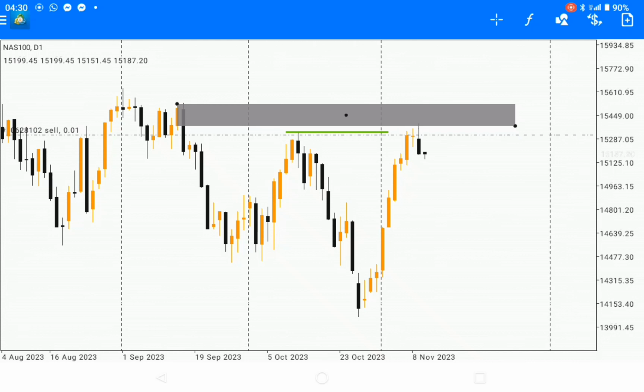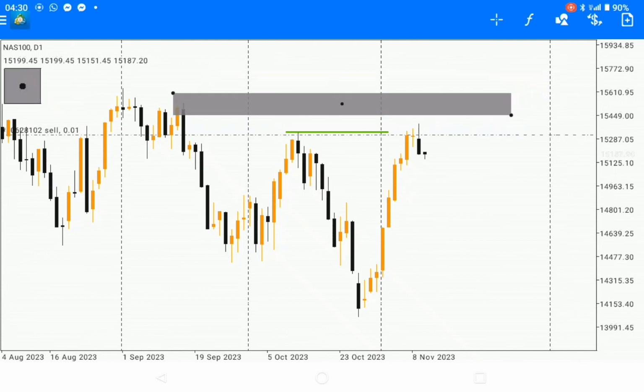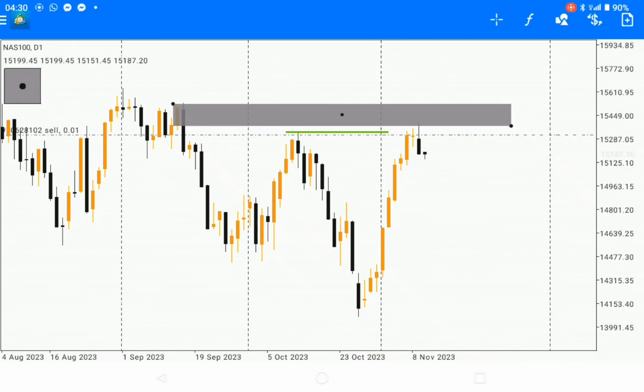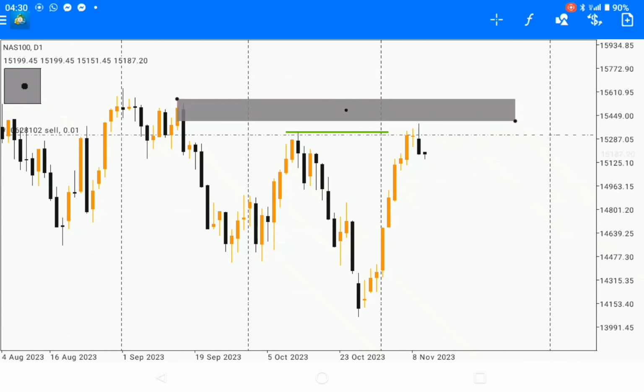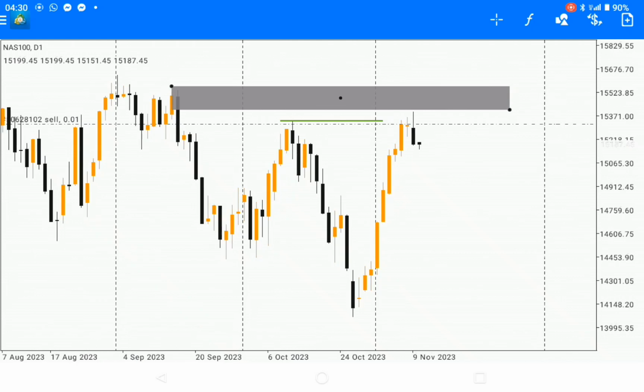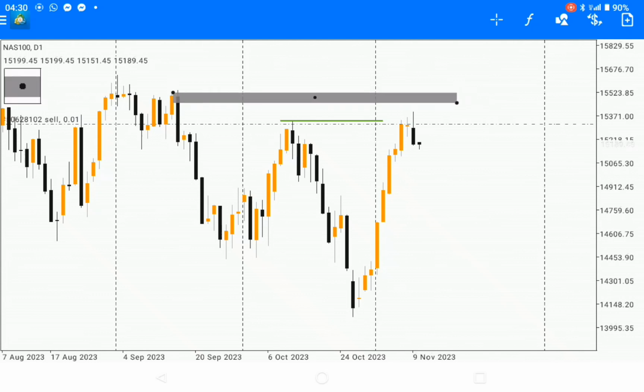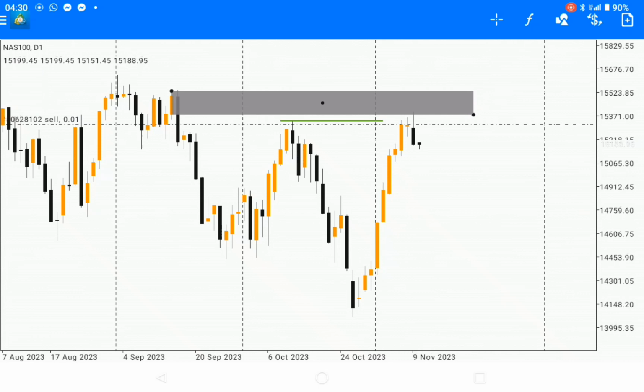As you can see, we had an order block here. The last up candle, this candle here, was our order block. This last up candle before the downward move was our order block. We also had this buy side liquidity.